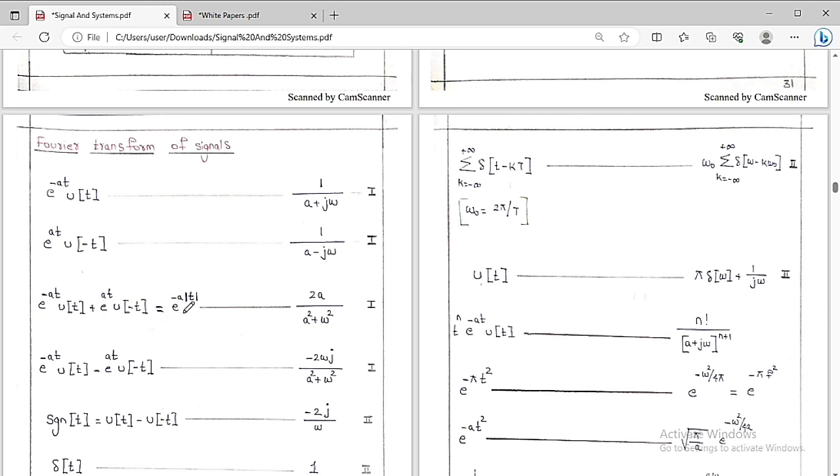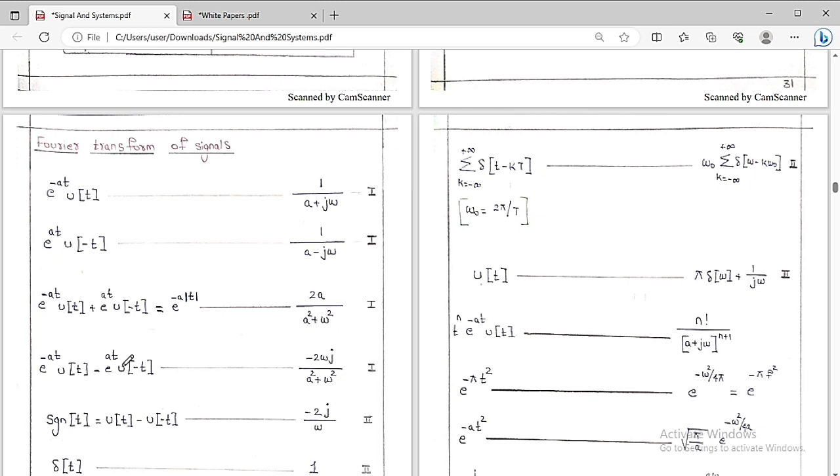Simply we can write it like this: e to the power of minus a mod t. For t greater than 0, mod t is nothing but plus t, and for t less than 0, mod t is nothing but minus t. I have already told you this. Now do the subtraction of these two signals, and we get the corresponding result. Subtracting the two signals gives this value, and subtracting their transforms we get these things.